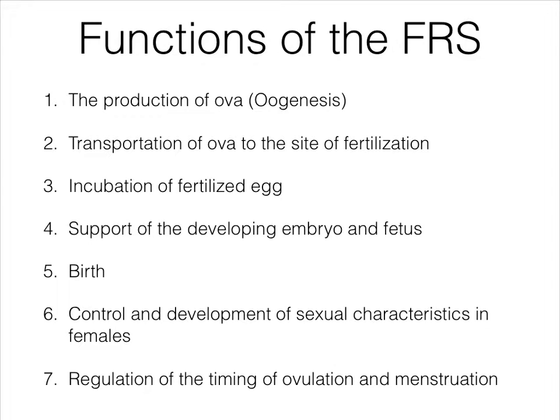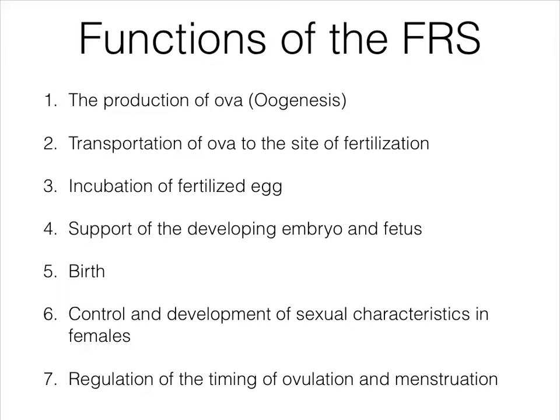Ova are made in the ovaries, but fertilization can happen anywhere along the path from the ovaries to the uterus, but the uterus is where it's going to have to end up if it's going to be a successful pregnancy. Third, incubation of the fertilized egg.